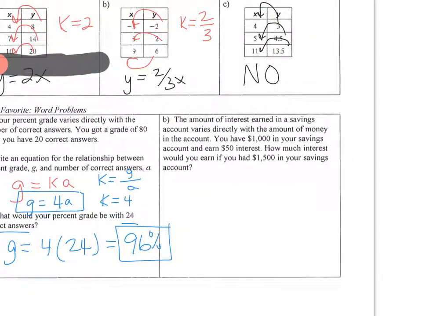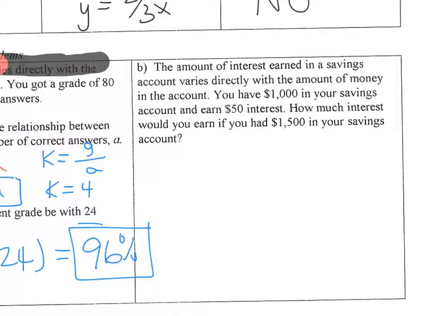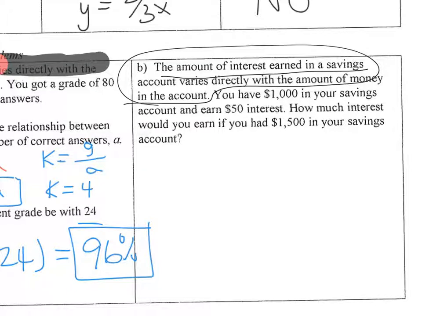Okay, last one. The amount of interest earned in a savings account varies directly with the amount of money in the account. So I'm going to make an equation from this part. The amount of interest, we'll let that be A, varies directly, so K, times the amount of money in your account, M. So that's my general equation.